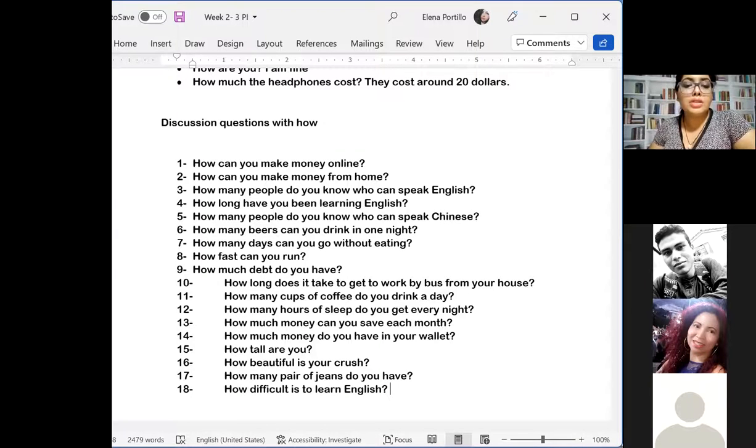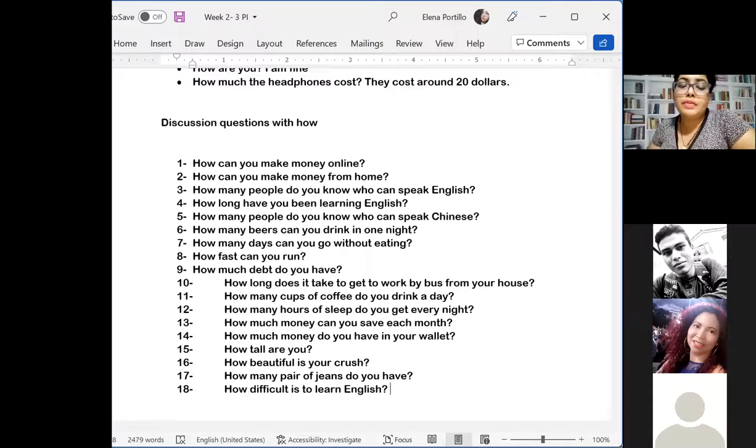How long does it take to get to work by bus from your house? You are going to talk about how long it takes to go to your work if you are going to use the bus to get there. Then, how many cups of coffee do you drink a day? If you are a person that likes a lot of coffee, you can talk about how many cups of coffee you drink a day.